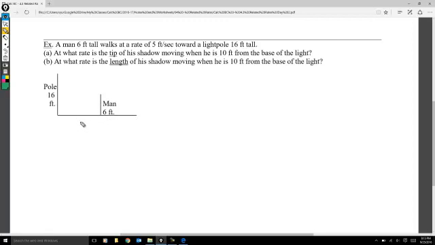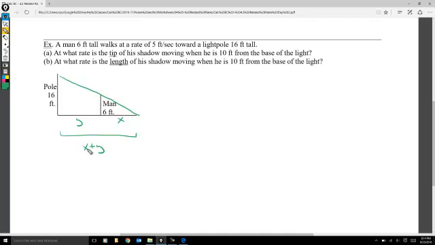So I'm going to rename my triangle here in a couple of ways. I'm going to define my shadow as x, because that's what I'm going to end up trying to find. I want to know how his shadow is changing over time. I'm going to end up solving for dx/dt. So I'm going to call this x. I'm going to call the distance between him and the pole y, meaning that this total distance here is x plus y.